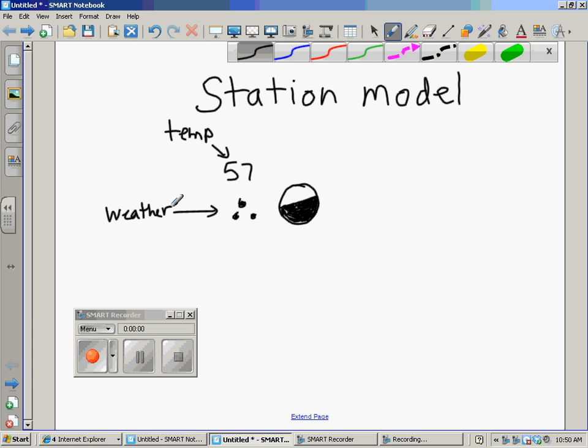Then down at the bottom, we have the dew point. So for example, in this station model, the dew point is 56 degrees. And I'm not sure if this one's in Fahrenheit or Celsius.